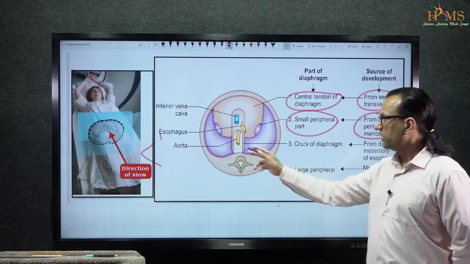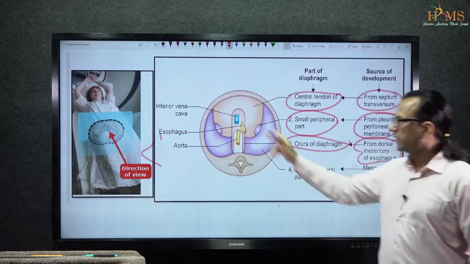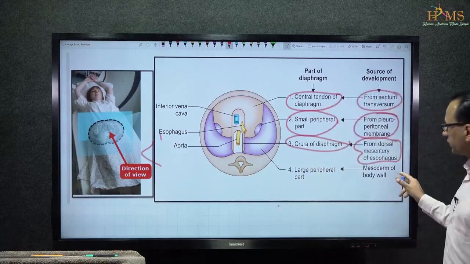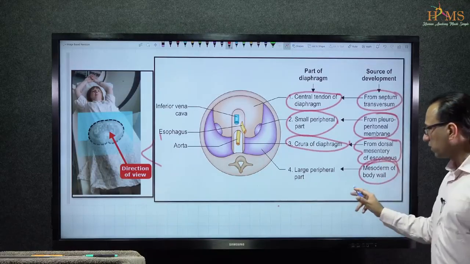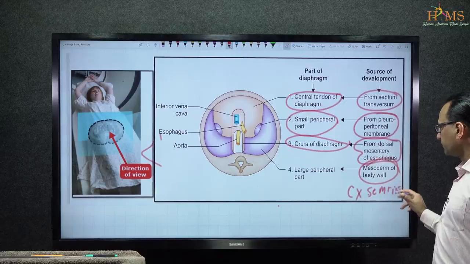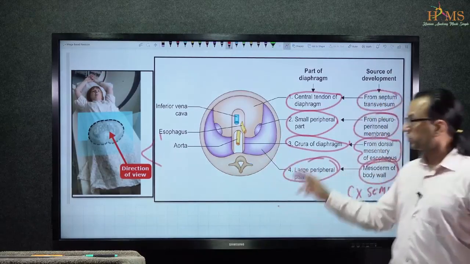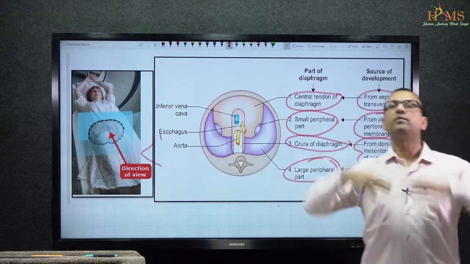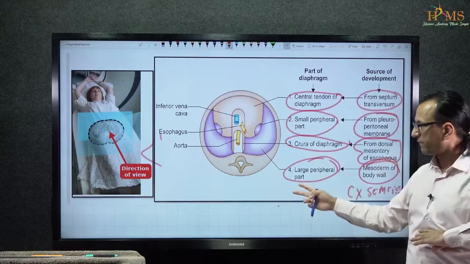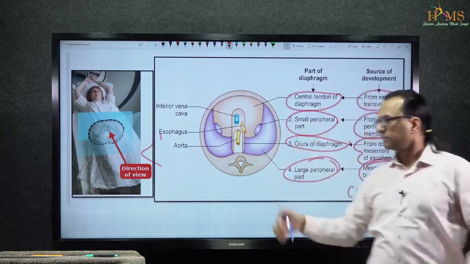Then you also have the dorsal mesentery of the esophagus, which will form the crus of the diaphragm, right crus and left crus, attaching to the lumbar vertebrae posteriorly. Then there is the mesoderm of the body wall, actually cervical somites coming from the neck region, which contribute towards the large peripheral muscular portion. So there are four components: cervical somites forming the skeletal muscle of the diaphragm, and the dorsal mesentery of the esophagus forming the two crura of the diaphragm.